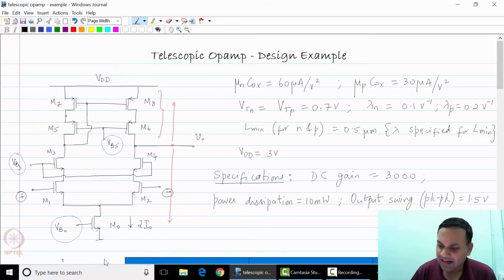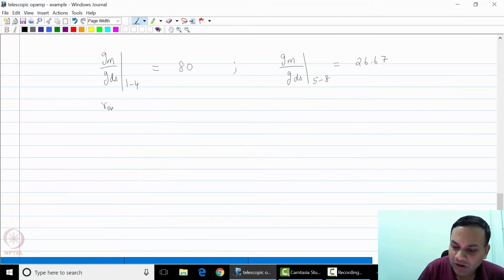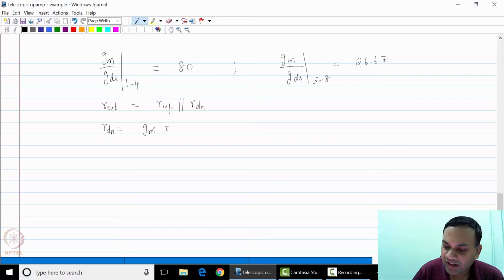Now, based on this, we will say that the impedance looking upwards, I'll denote by R up, and the impedance looking down, I'll denote by R down. So we can write the overall output resistance R out is R up parallel R down. And what is R down? R down is GM of 1 to 4 times RDS squared of 1 to 4, and this value ends up being equal to 533.6 kilo ohms. Similarly, R up is GM 5 to 8 times RDS squared 5 to 8, and this number ends up being 88.8 kilo ohms.